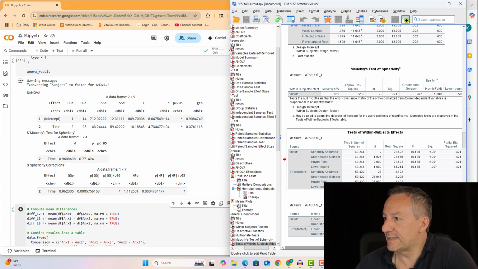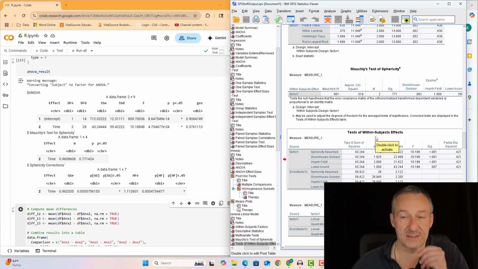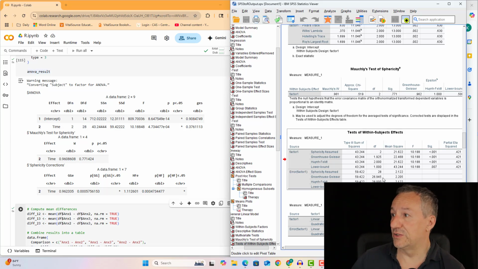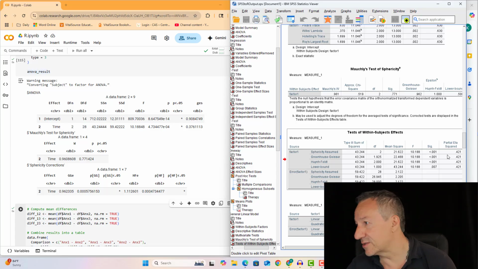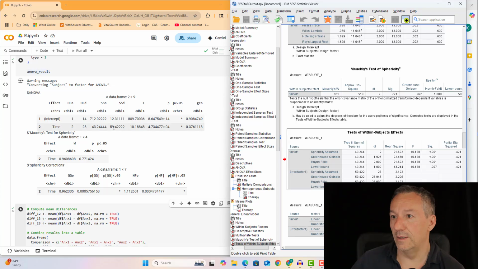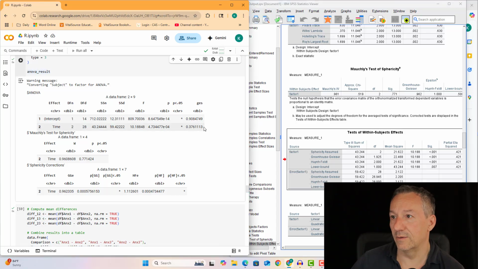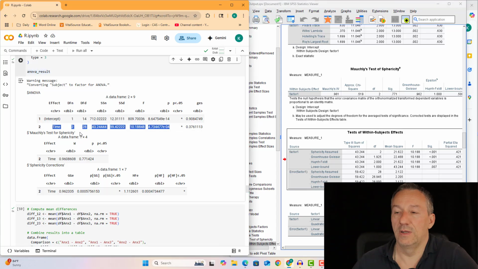Okay, in SPSS, we do have a significant ANOVA. We go to our tests of within subjects effects: degrees of freedom 2 and 28, F of 10, p less than 0.001, partial eta squared 0.42. And you can see that right here. Time, our degrees of freedom, 2 and 28, sum of squares, F 10.19, like in SPSS.